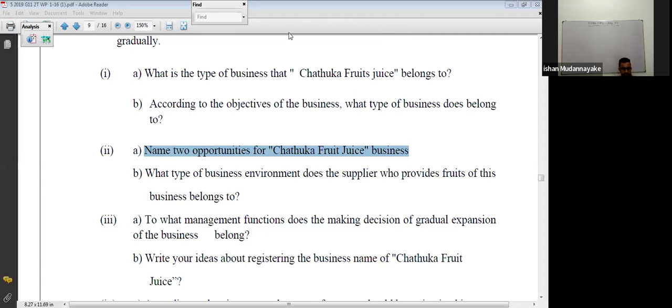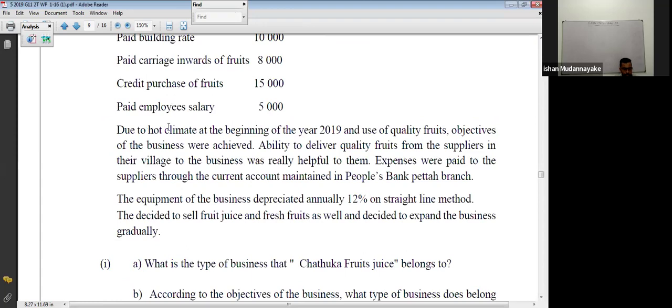Strength and weakness are in the internal environment. Yes, correct. Strengths and weaknesses are in the internal environment of the business, but opportunities come from the external environment. Opportunities and threats: the business organization needs to identify opportunities and threats. In this case, you can see these are the opportunities. Hot climate during the year is one of the opportunities. Therefore, they can sell more produce in a hot climate.